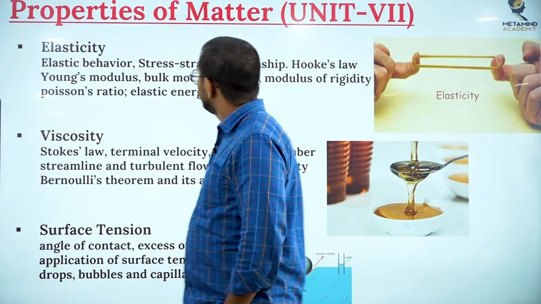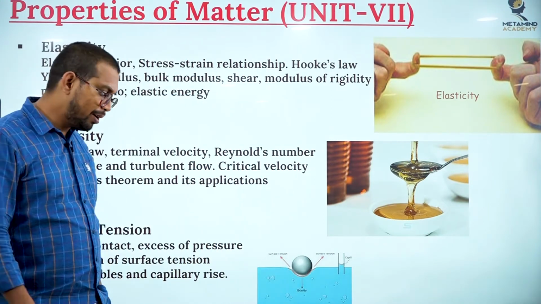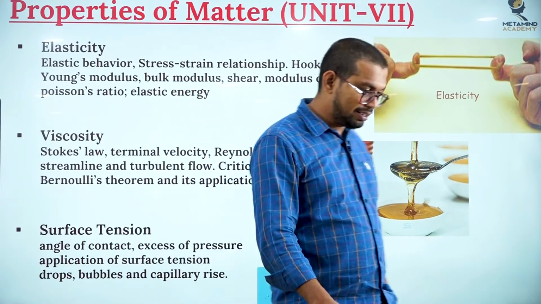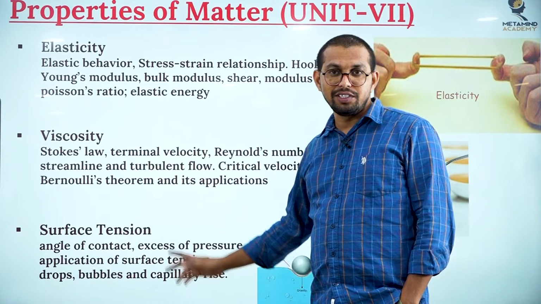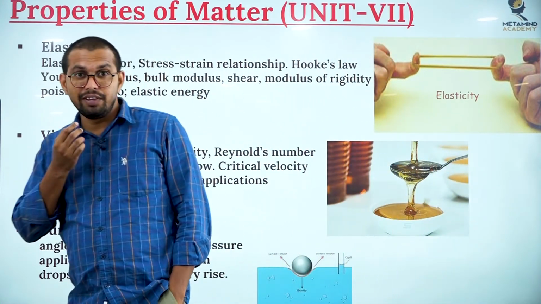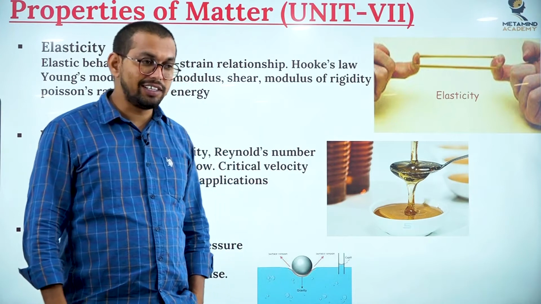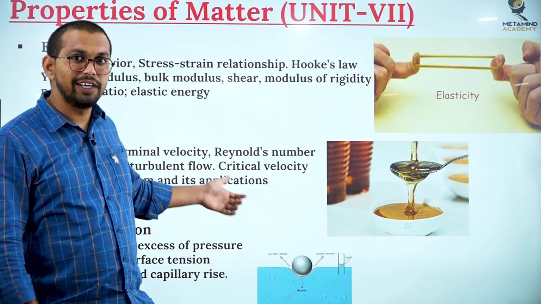Now coming to the next chapter, unit 7, the properties of matter. Properties of matter is dealt in two ways. One is elasticity, viscosity and surface tension. Elasticity means whenever a body is under some force or external stress, how the body is deforming or how it is acting, those things will be dealt with here.